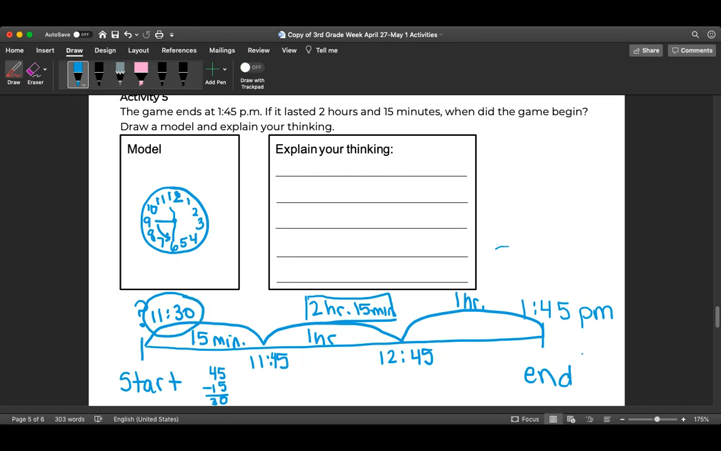Now, remember, this ended at 1:45 p.m. And when we cross past noon and we're going back, this would now be a.m. And so use this to help you write your explanation and explain your thinking. You can make the same model I have. I've given you the answer now. We've worked through it together. And so explain your thinking on how we got to this answer.